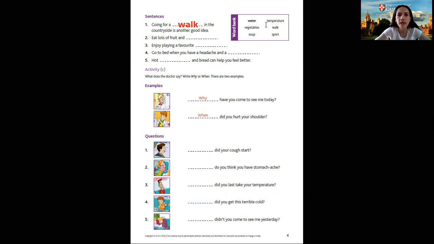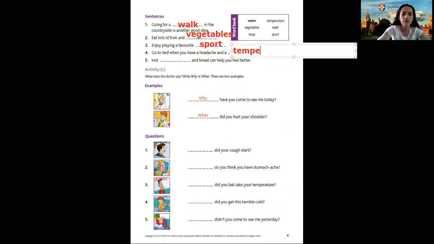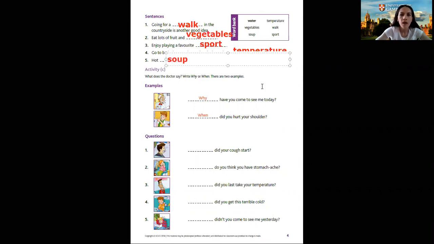Eat lots of fruit and vegetables, no? Vegetables is the correct pronunciation. Vegetables, vegetables, okay? Now, enjoying playing a favorite. What can you play from here? A favorite sport. Okay? Go to bed when you have a headache and a what? A temperature. Okay? And hot what? Hot soup and bread can help you feel better.